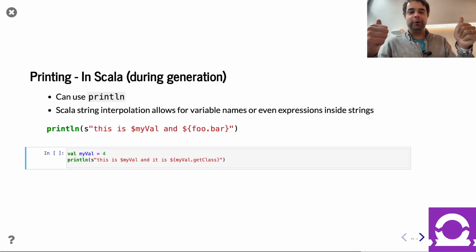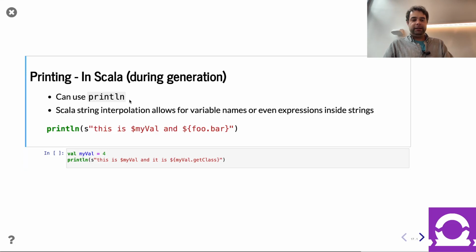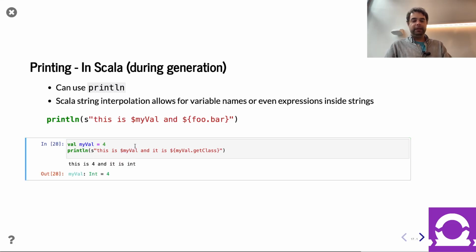And we're doing great on time. Okay, so for printing, Scala has its own println function, built in, that prints to the system console. Nothing too crazy. It has string interpolation as well. So you can take variables from your environment and, by putting a dollar sign in front of it, replace that with the value, right? So for example, my val is 4, so it replaces myVal with 4.